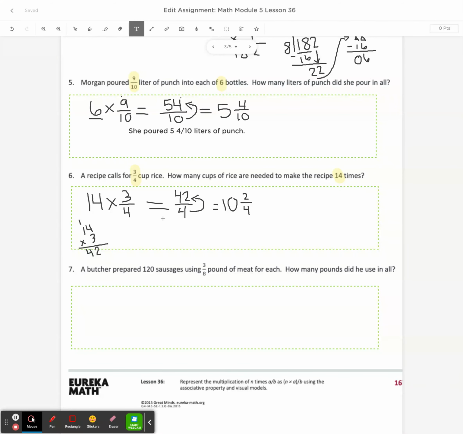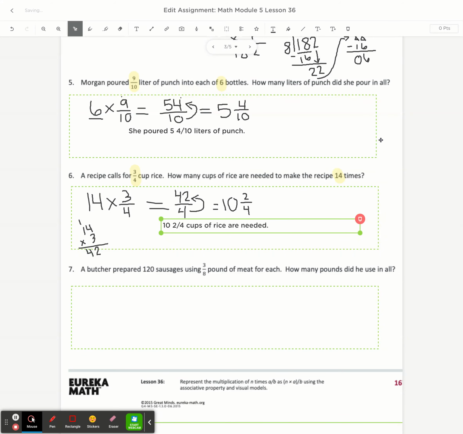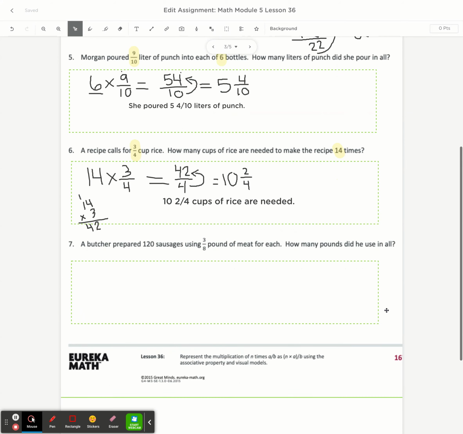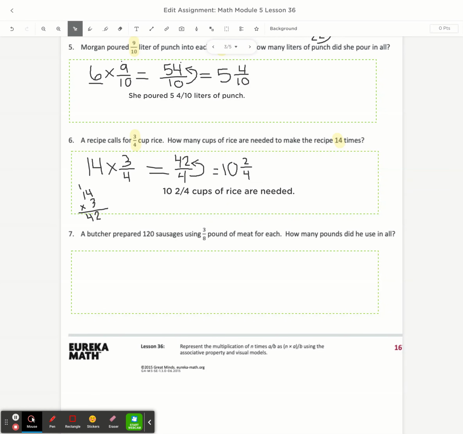And that is something that you will actually hear when baking or cooking. You might hear that you need 10 2/4 cups of rice. So that's what we're going to go ahead and write for our answer sentence as well. So 10 2/4 cups of rice are needed. And now we can move on to number 7, which I believe is the last question for our problem set.